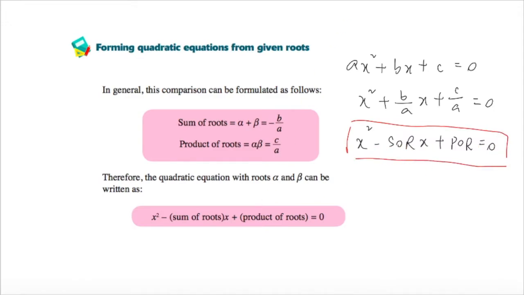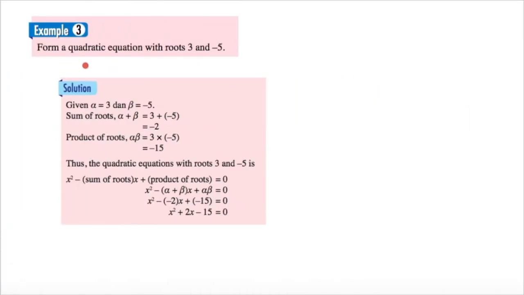Okay, now we apply. Form a quadratic equation with roots 3 and negative 5. So given alpha is 3, beta is negative 5. The sum of roots, alpha plus beta, you just write like this: 3 plus negative 5 will be negative 2. Product means multiply: 3 multiply negative 5 is negative 15.